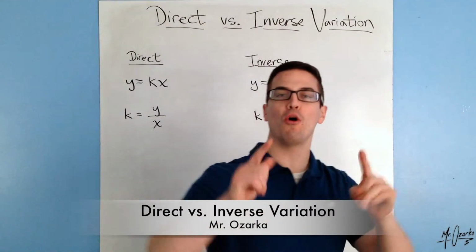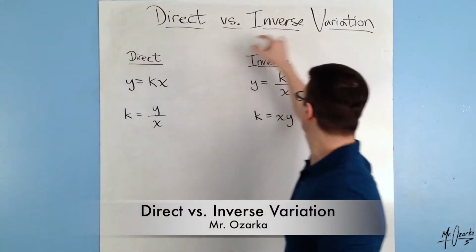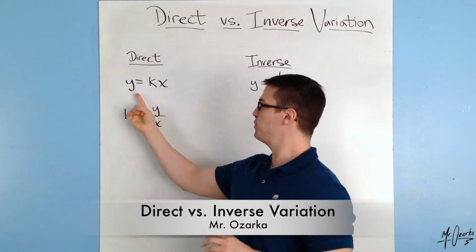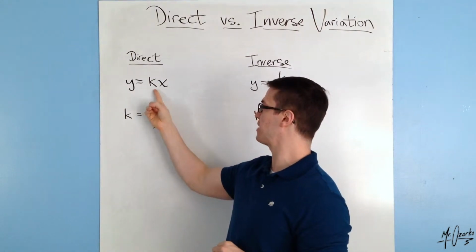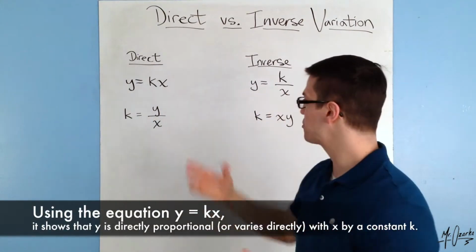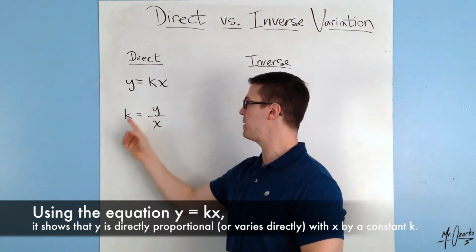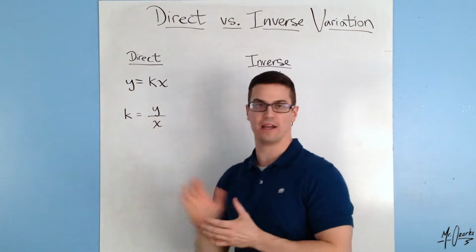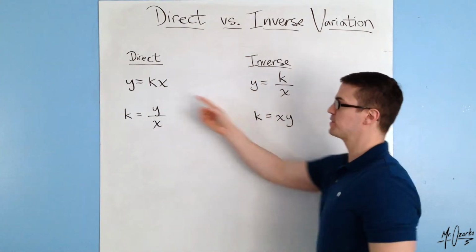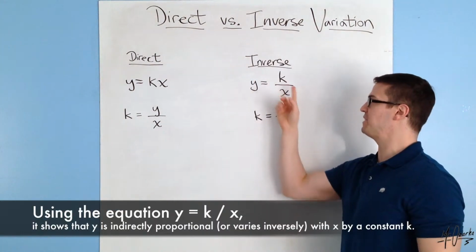Alright, so this is going to be a video about the difference between direct and inverse variation. Direct variation occurs when you have an equation where y is equal to kx, and this k is just a constant. You can solve for k by dividing both sides by x, and you'll have k is equal to y over x.